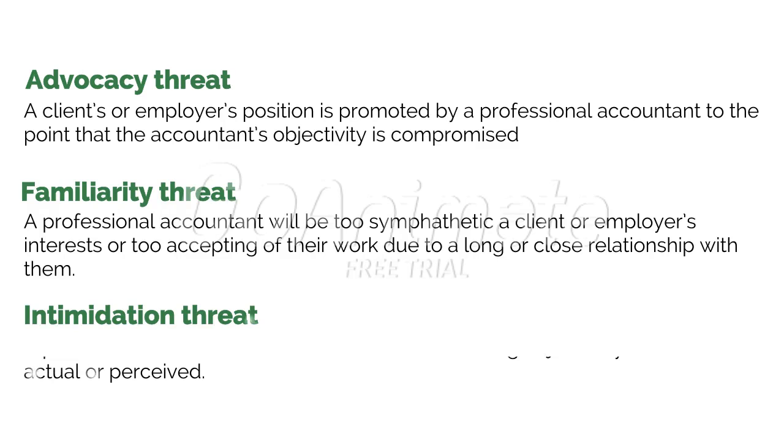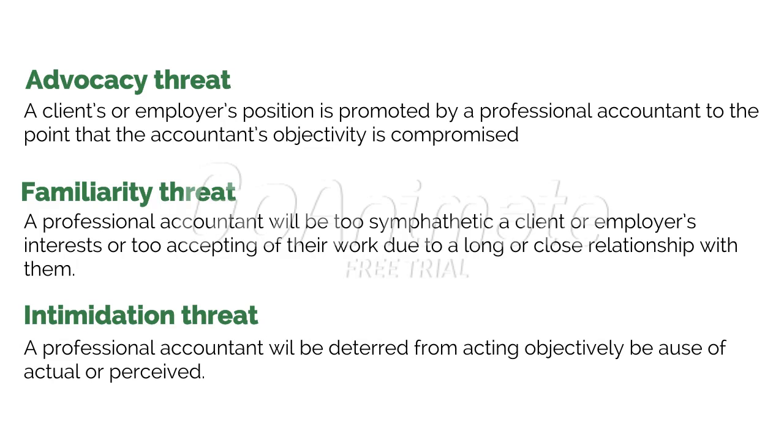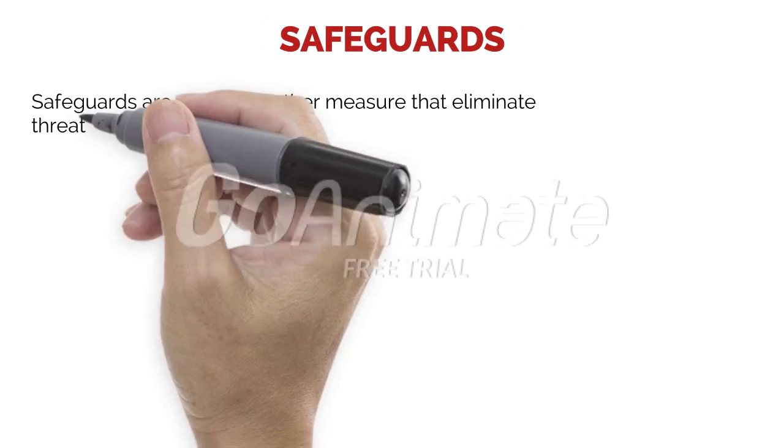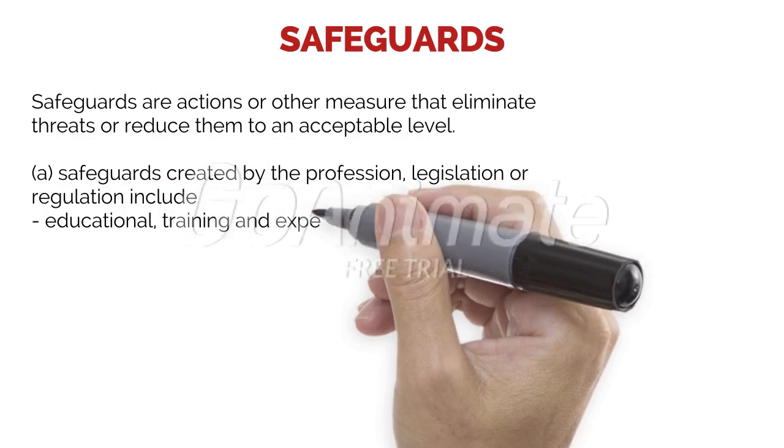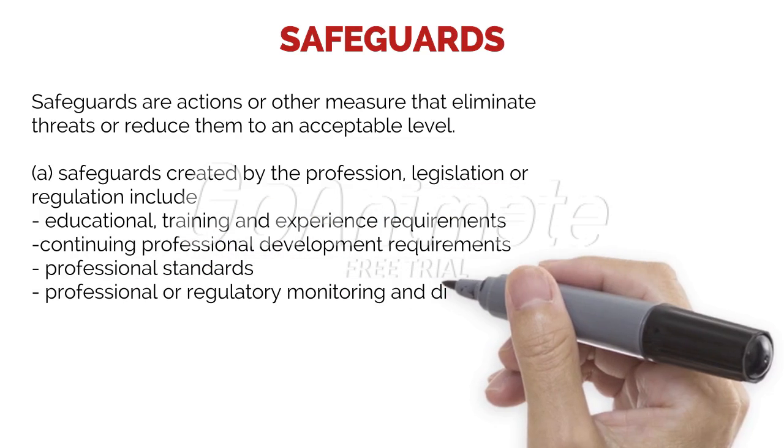Fifth, intimidation threat. A professional accountant will be deterred from acting objectively because of actual or perceived threats. Safeguards. Safeguards are actions or other measures that eliminate threats or reduce them to an acceptable level.